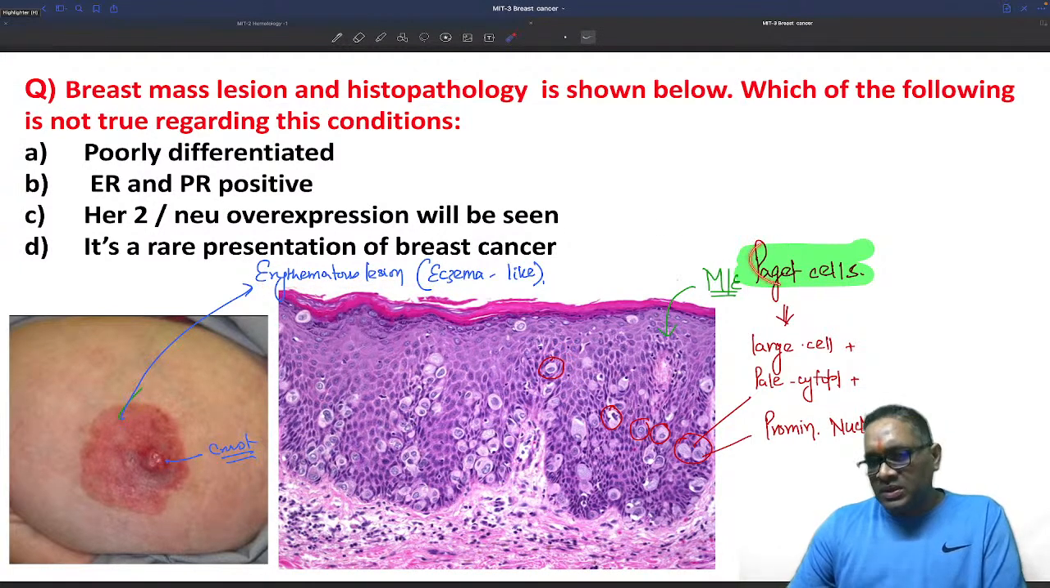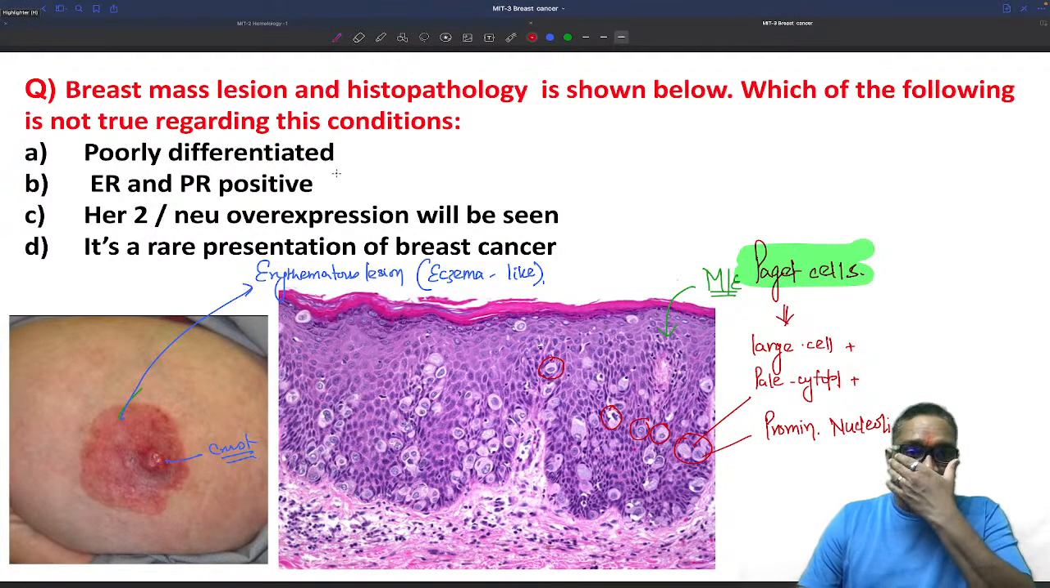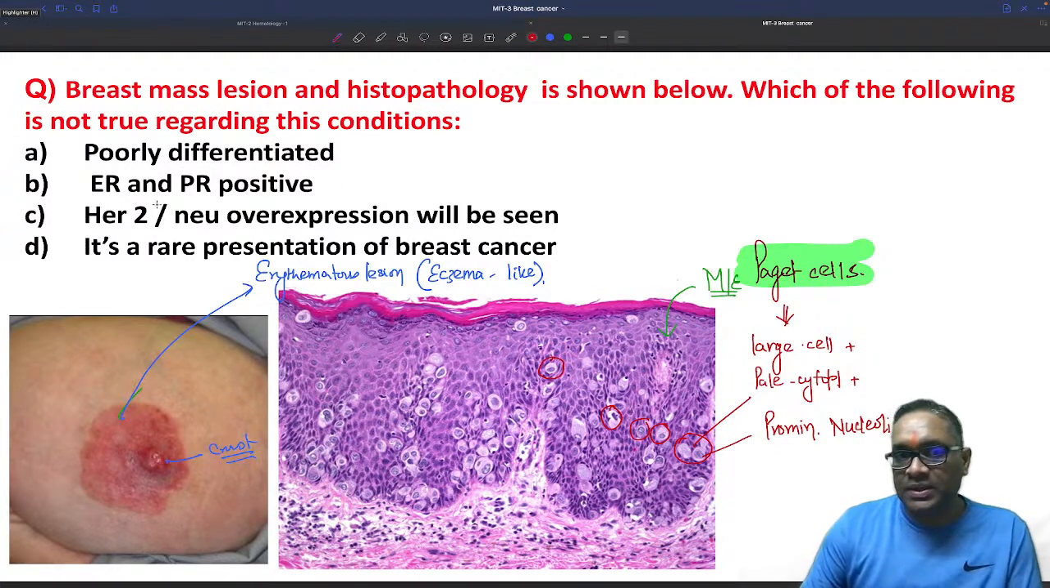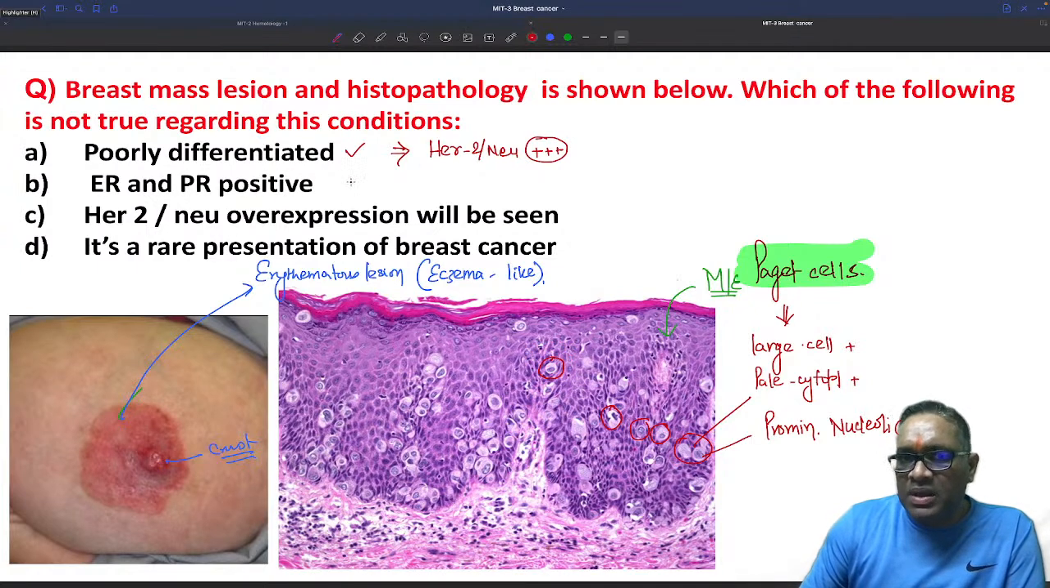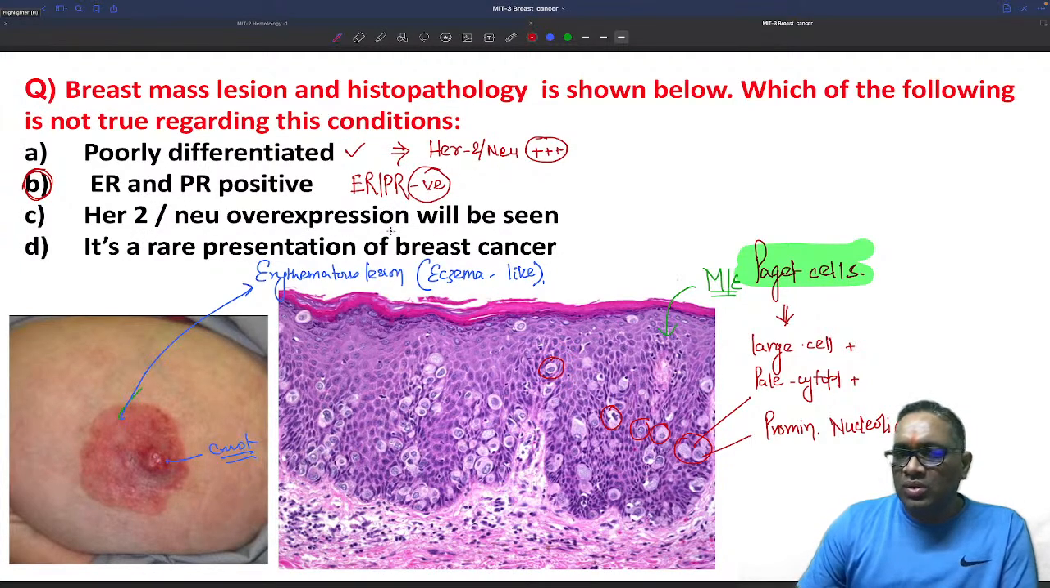So it is Paget's disease, and what we need to understand is that Paget's disease has a poorer prognosis because it is poorly differentiated. So the first statement is a correct statement. They are poorly differentiated, and they have HER2 neu overexpression. But ER and PR will be absent. ER/PR should be negative, so the statement saying they are positive is not the correct answer. That is why our correct answer is B: HER2 neu overexpression will be seen.